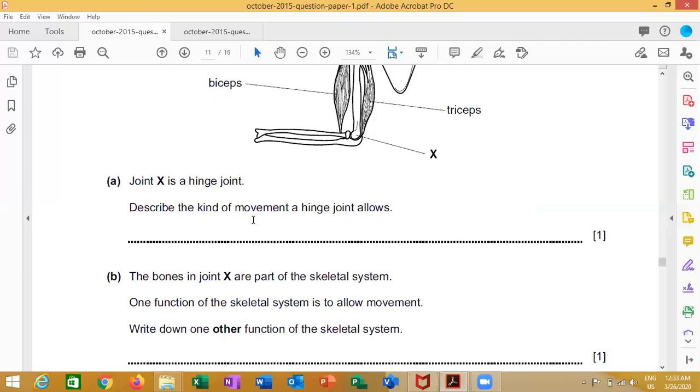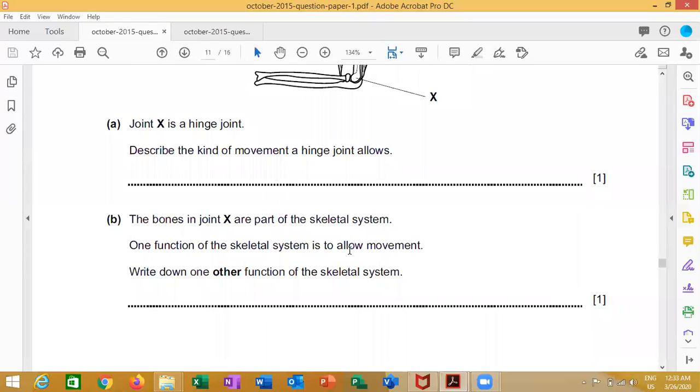So here, describe the kind of movement: we can say it can move in only one direction. Question B. He said here that the skeleton helps us to move. Write down one other function. Here we should write support or protection or protect vital organs.